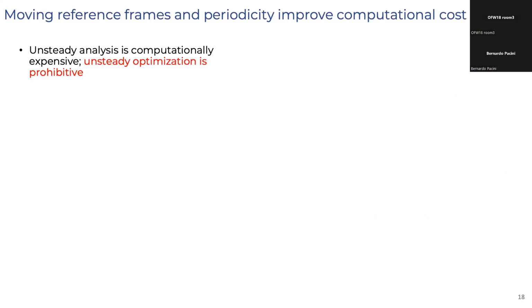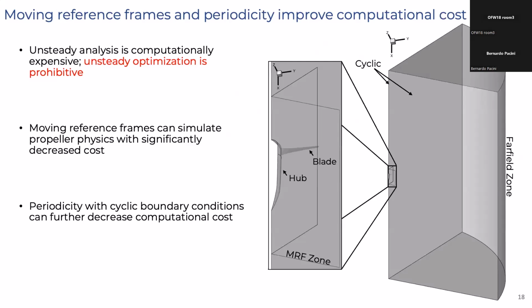So unsteady analysis is extremely expensive, and unsteady optimization is simply not possible right now. It is simply too expensive. So we use moving reference frames to simulate propeller physics with a significantly decreased cost, and we use periodicity to further lower this cost so we can simulate just one blade.